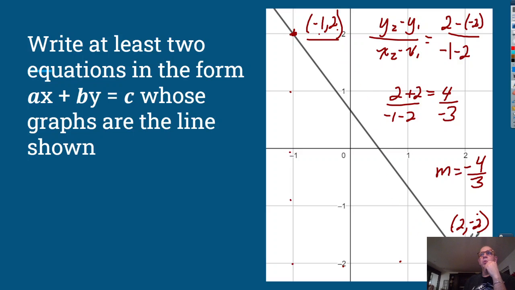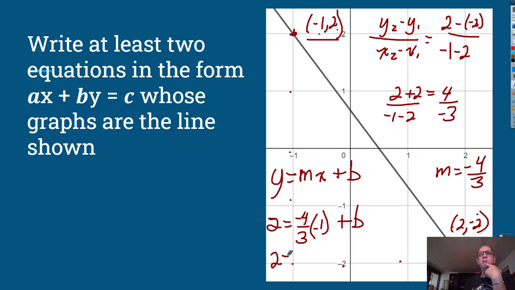And I know these 2 points are in my equation, so I can put them in my slope equation, y equals mx plus b. And so I'm going to pick whichever one I want. I'm going to pick this one. So this is y is 2. My slope is -4 over 3 times my x, which is -1, plus b. So -4 times -1 is +4 over 3. So this is 2 equals 4 over 3 plus b.